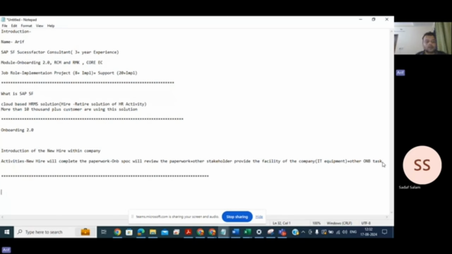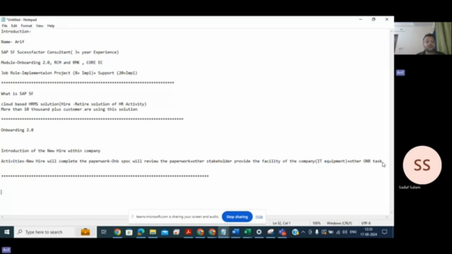So if we talk about the industry demand, is there a demand for onboarding 2.0 consultants in the job market? The answer is yes, and there is a lot of demand. And why is there a lot of demand? Because onboarding 2.0 is a new solution, and the earlier solution was onboarding 1.0. A lot of customers have already implemented 1.0, but onboarding 1.0 is going to sunset in 2025. So there will be no more 1.0 solution post 2025.